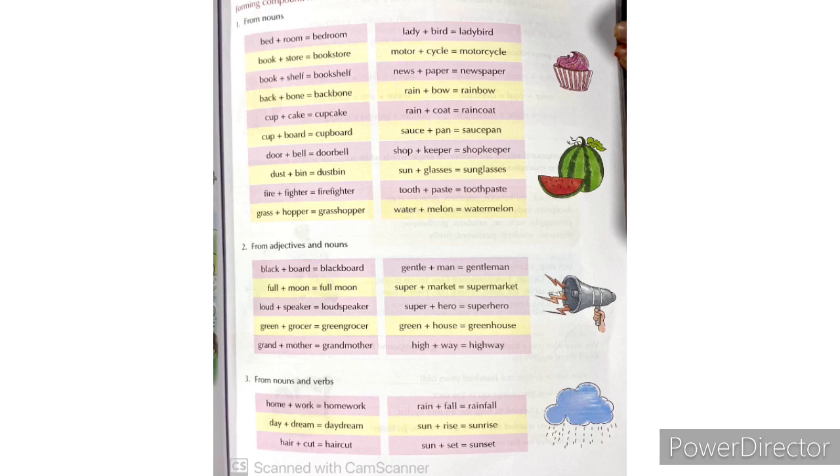For example, like I told you, compound nouns can be formed by joining two nouns. For example, bedroom. Bedroom is formed by adding bed and room. Bed is your one noun and room is your second noun. So when we join both the nouns, we get one new word, that is your bedroom.